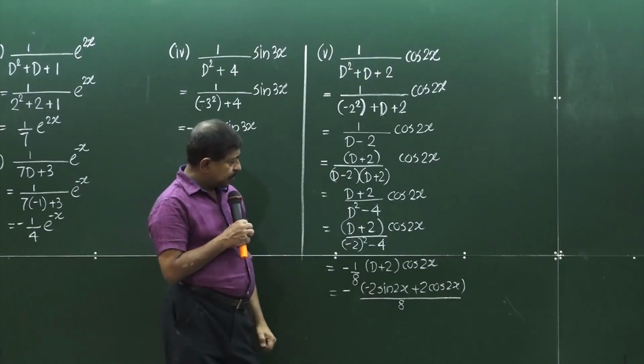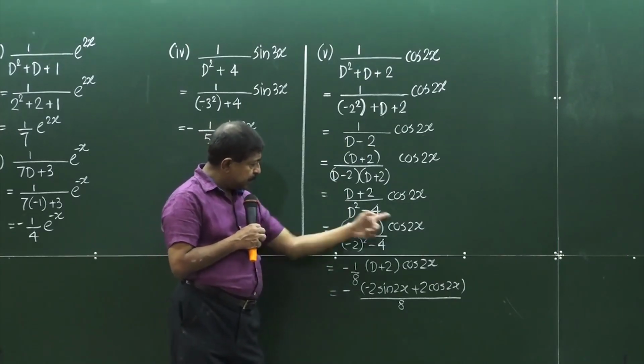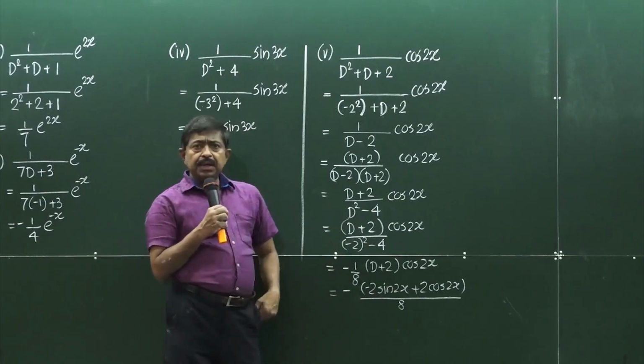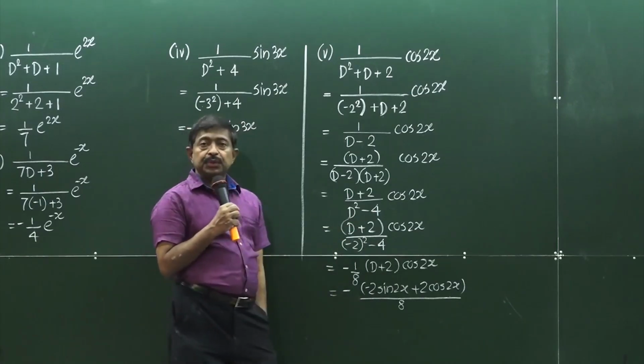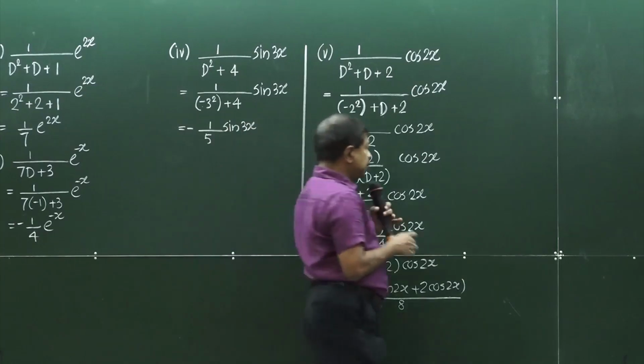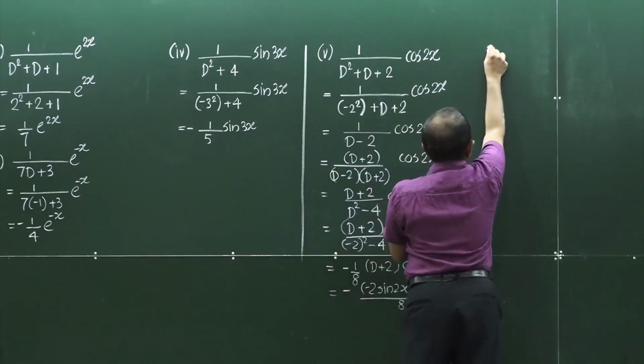Once you do this, you again do the same thing. Here, again you do the same thing. Now, there are three ways of doing this problem. I'll do it another way. The second method now.